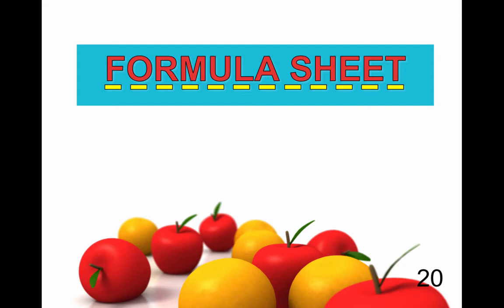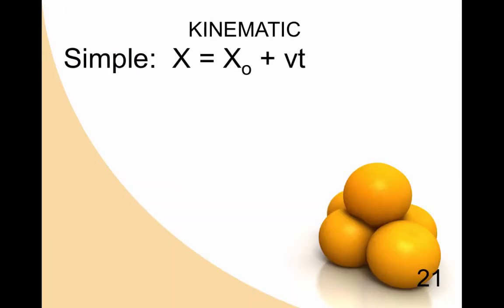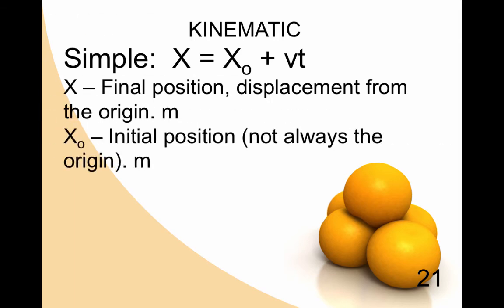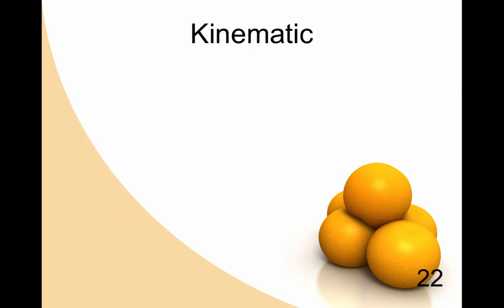All right, let's finish your formula sheet. Kinematic simple is x is equal to x naught plus vt. x stands for the final position, the displacement from the origin in meters. x naught is the initial position, which is not always at the origin. Again, its units are meters. v is the velocity in meters per second, and t is time in seconds.